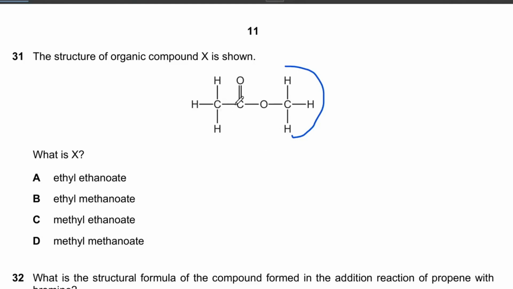Then here we have 1, 2 carbons. So that means it is an ethanoate. The correct answer is C, methyl ethanoate. A common mistake students make is naming this first as the alkyl and then naming this as the carboxylic acid. So it's supposed to be this name first before this.